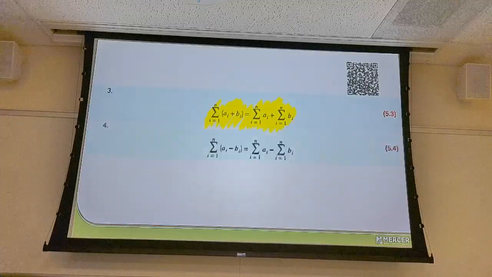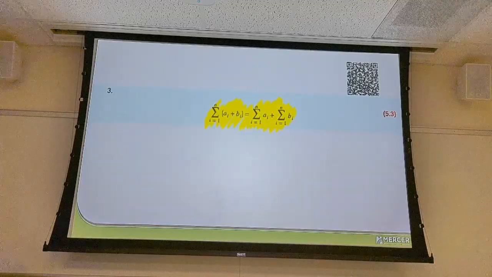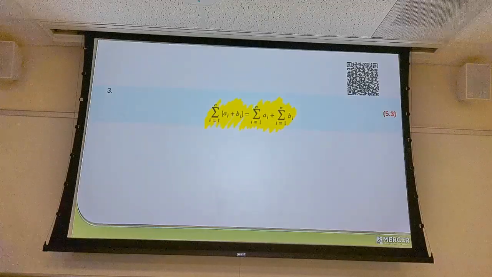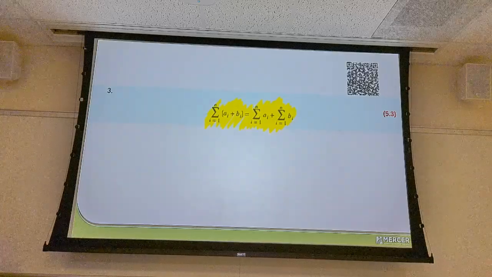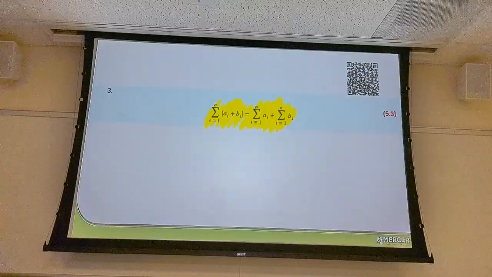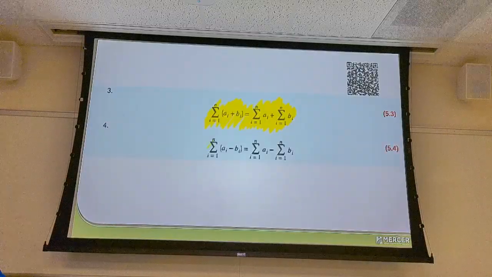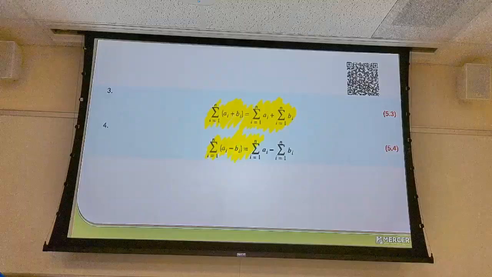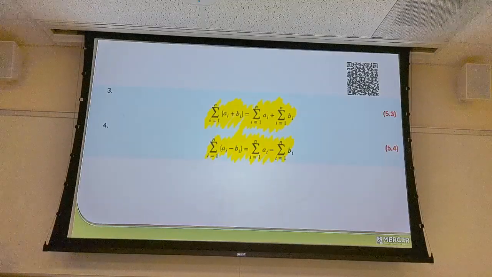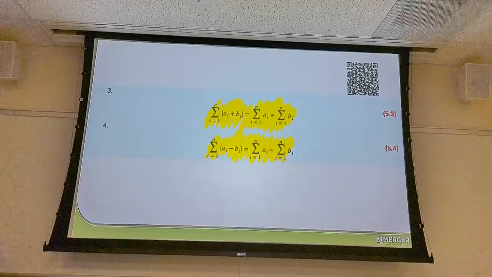I think the next one is, yeah. So I'll look at this one first. This is the associative property. Remember, associativity says that grouping doesn't matter. Combination of associative and distributive. Again, if you have the sum of a_i minus b_i, it's just the sum of a minus the sum of b.